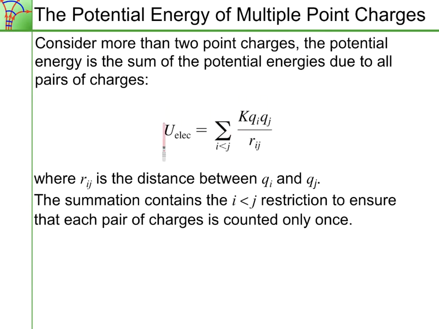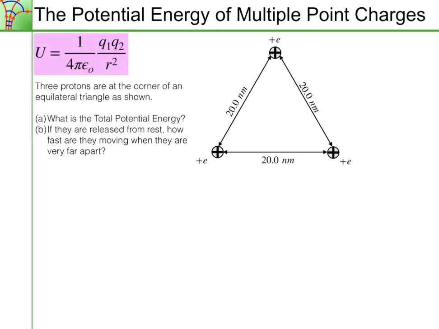You can do this with lots and lots of charges. If I have 3 or 4 charges, I can find all the potential energy stored between all of them. And I want to do just a couple examples of that real quick. So let's say I have 3 protons on the corners of an equilateral triangle.